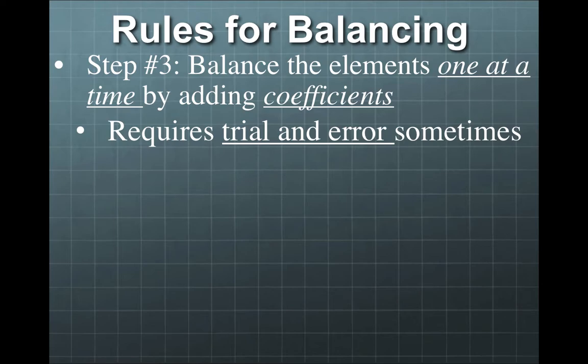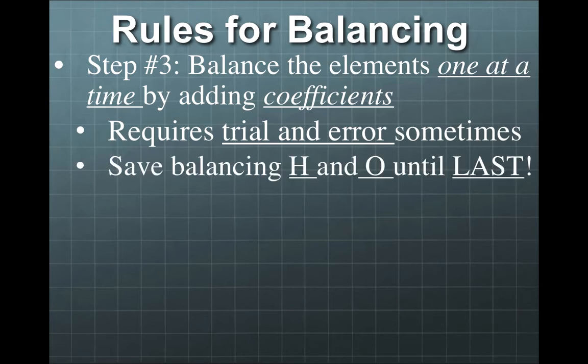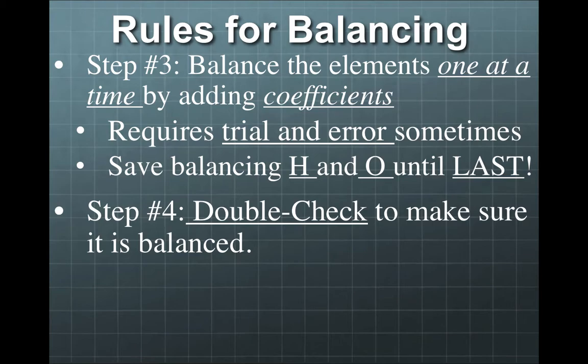Okay, I also highly suggest you always save hydrogen and oxygen until last. They are generally the most difficult ones, and if you try balancing them first, it often causes a lot of issues. So focus on the other elements first, and when you have just hydrogen or oxygen left, do them at the end. Finally, after you think you have it balanced, I always suggest you double check to make sure it is balanced.